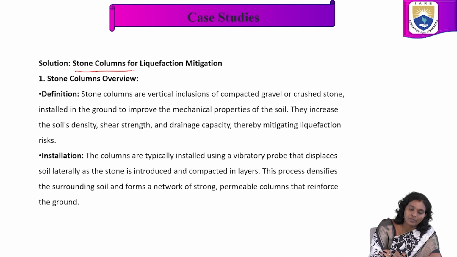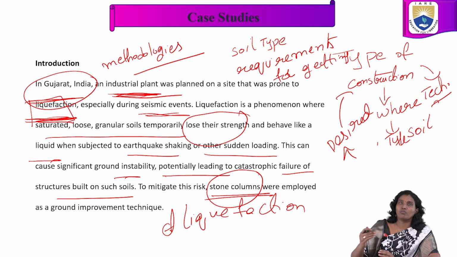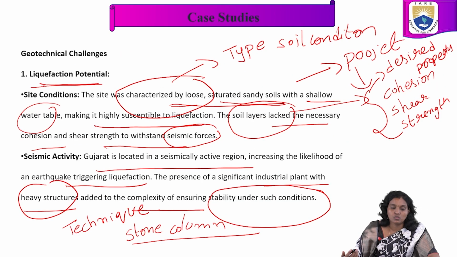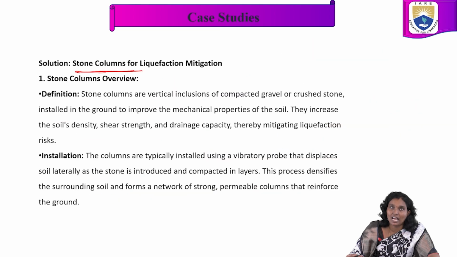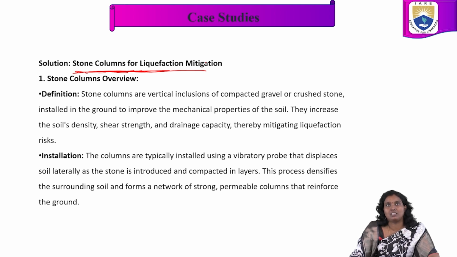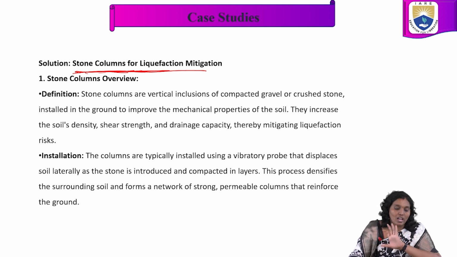Stone columns are the solution for this. Whenever a place is there, based on the soil conditions, we face certain geotechnical challenges and various parameters involved in them. Now we choose the solution, that is nothing but the stone column, for liquefaction mitigation. What is meant by a stone column and how we are going to install it, these are the things we have to understand before going to the case study.